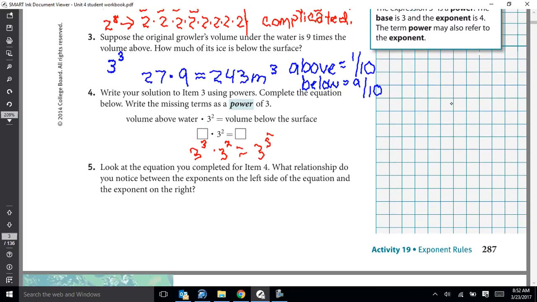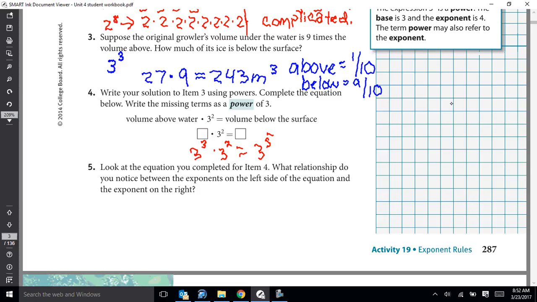Number 4, we want to write the solution to item 3 using powers. Complete the equation below. Write the missing term as a power of 3. So that means that it's telling us that the base is 3 and that we need to put an exponent on that. So 3 squared, that represents our 9. So now we need to look at 27. Can we write that with a base of 3? That should be our first question.